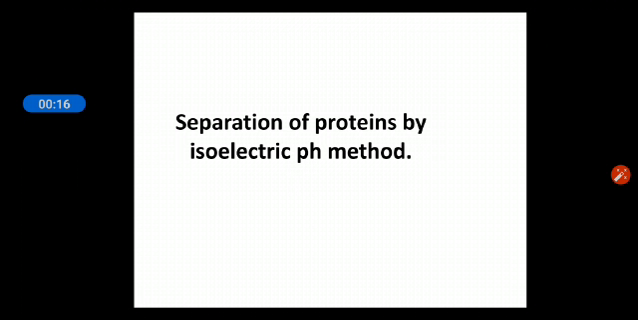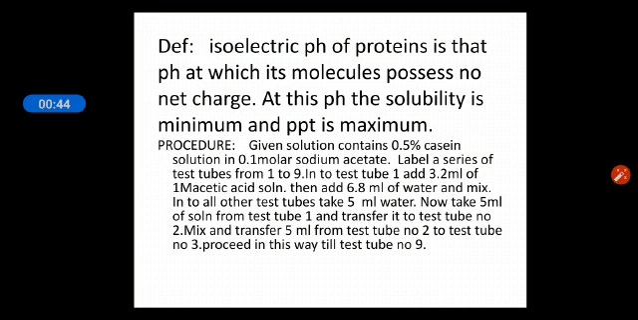Now the proteins can be separated by many different methods, and one of them uses the property of protein to have an isoelectric pH. We use this property of protein to separate different kinds of proteins in the biochemical way. The other methods include separation by different qualities.